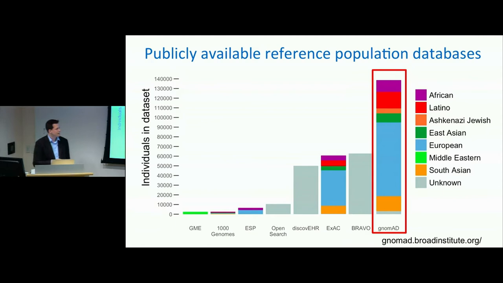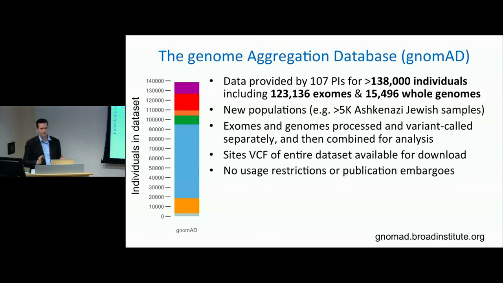And then the dataset I'm going to spend the most of my time talking about today is gnomAD. gnomAD is right now the largest dataset in terms of the number of individuals, but the majority of the samples in gnomAD are exomes. We have about 123,000 exomes that have gone into this collection of data, and about 15,500 whole genomes.